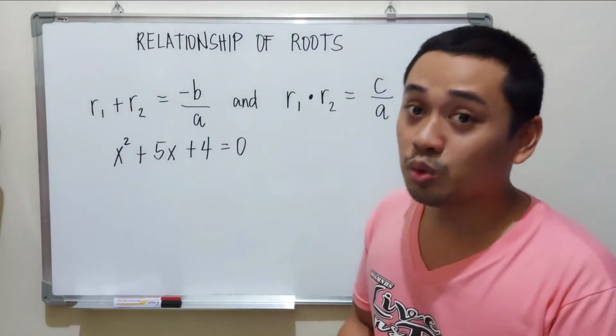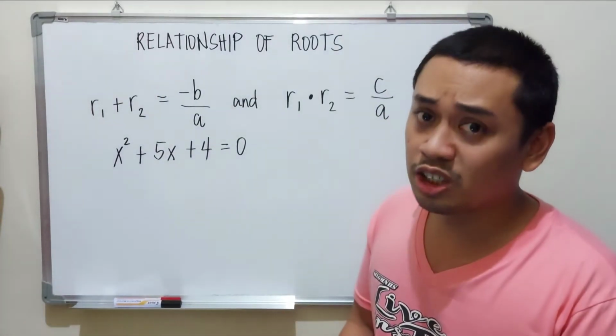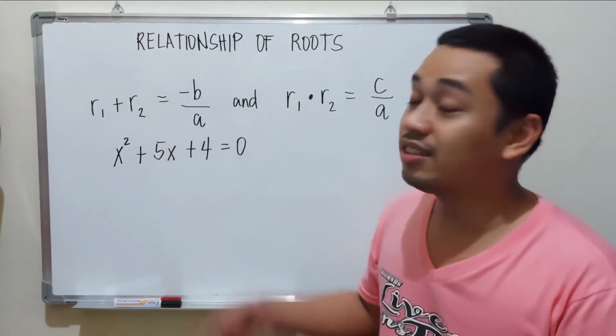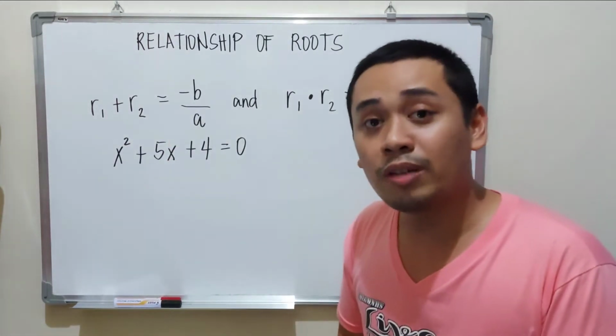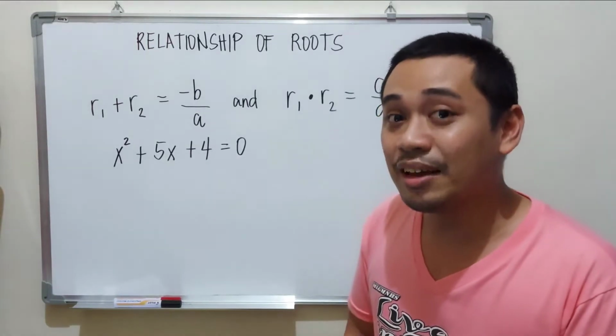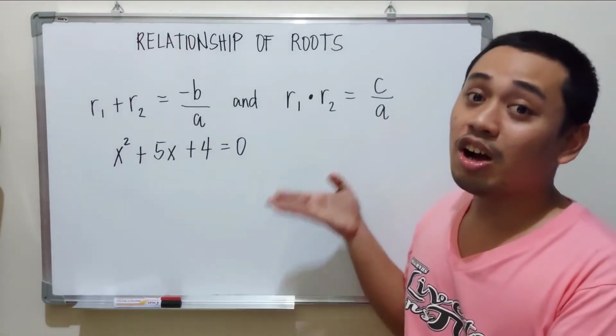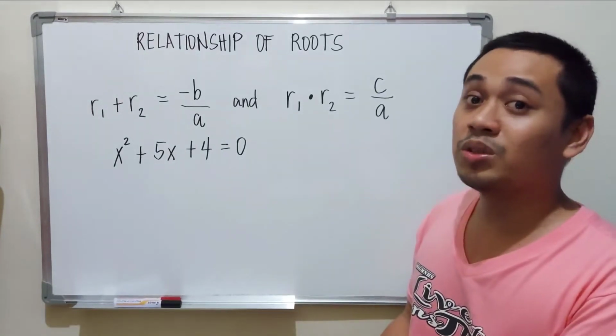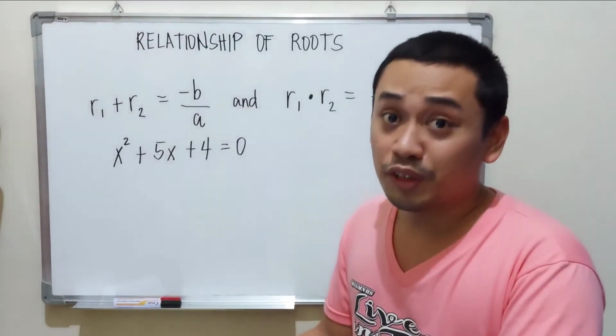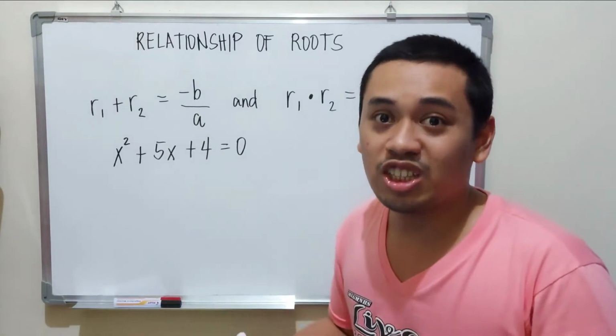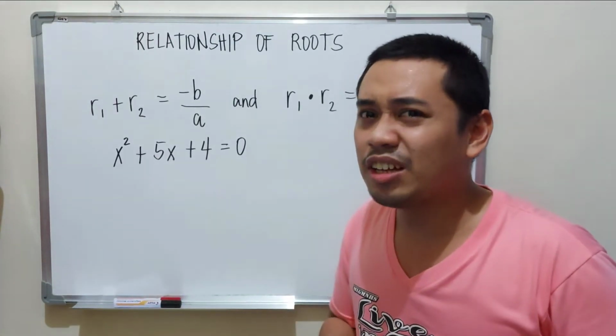And we have the two expressions for the relationship of the roots. We have first the sum, which is R1 plus R2 is equal to the negative B over A. And the second one is R1 times R2 is equal to C over A. Now, the first step daw ay kailangan muna natin siyang ma-factor out or makita yung mga roots.